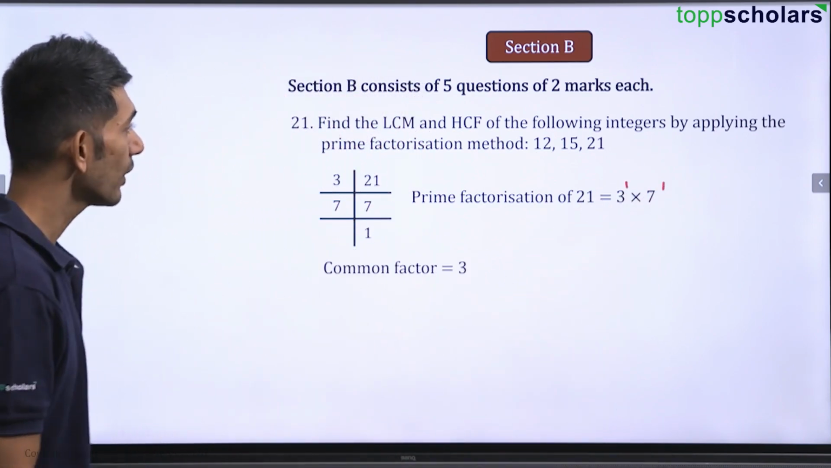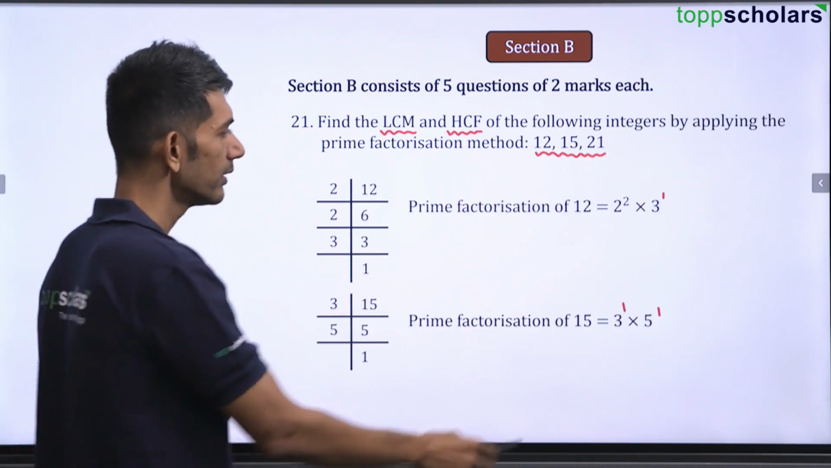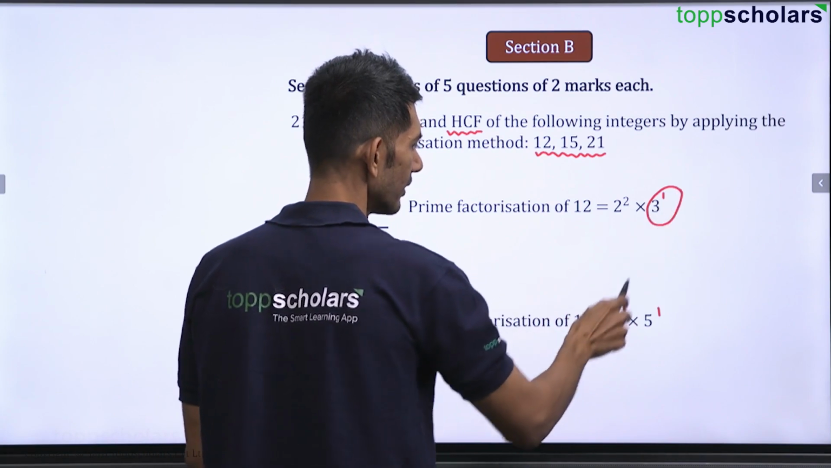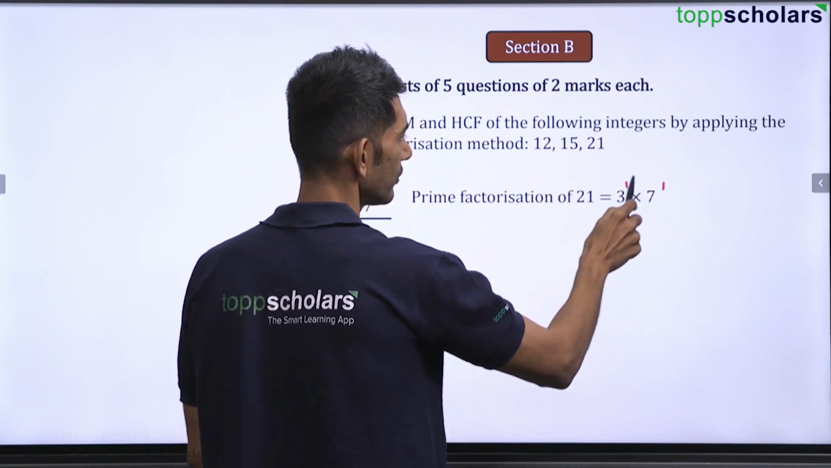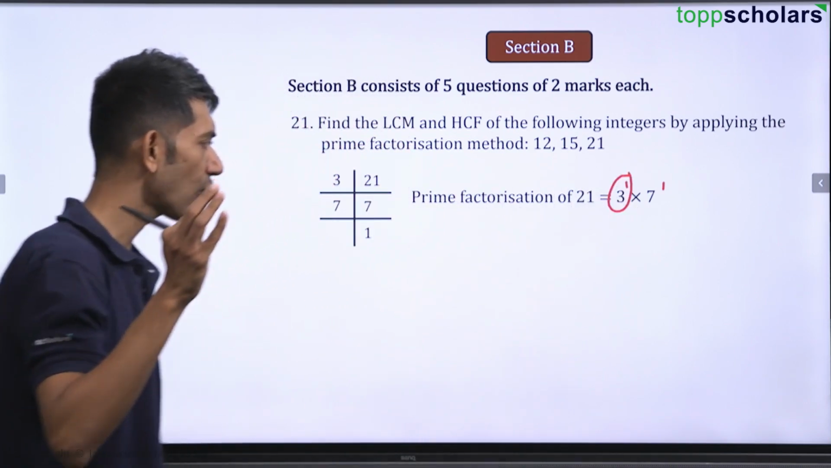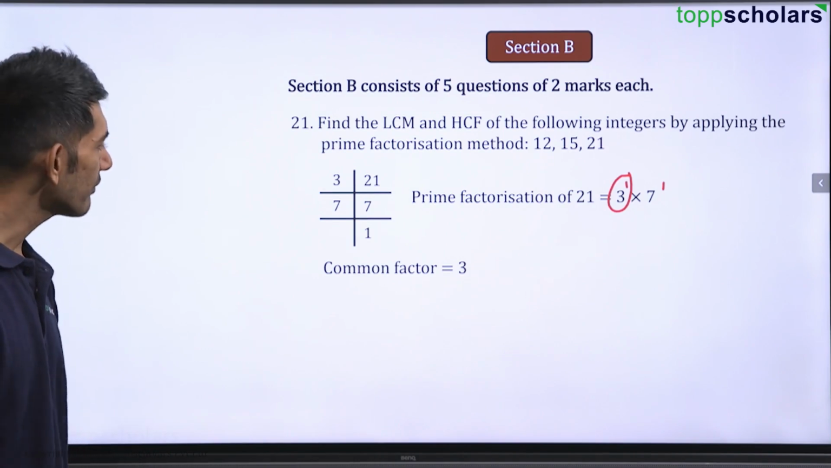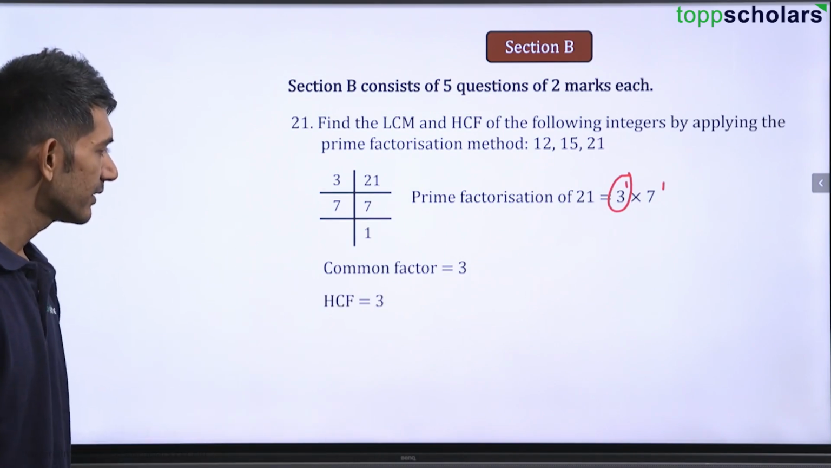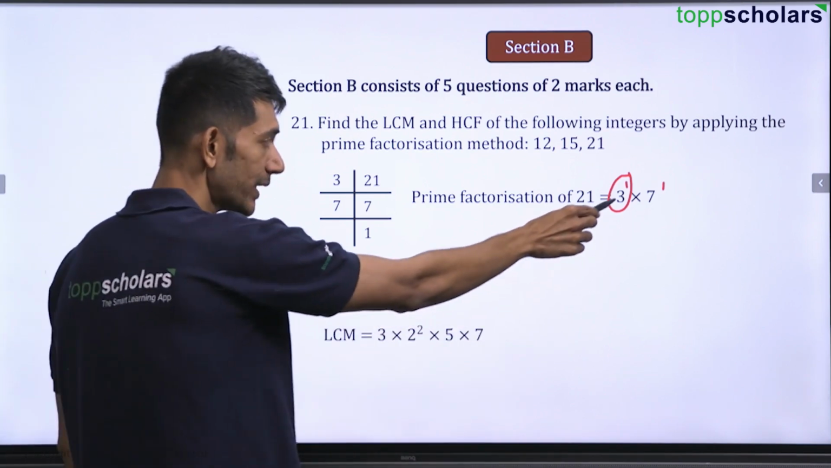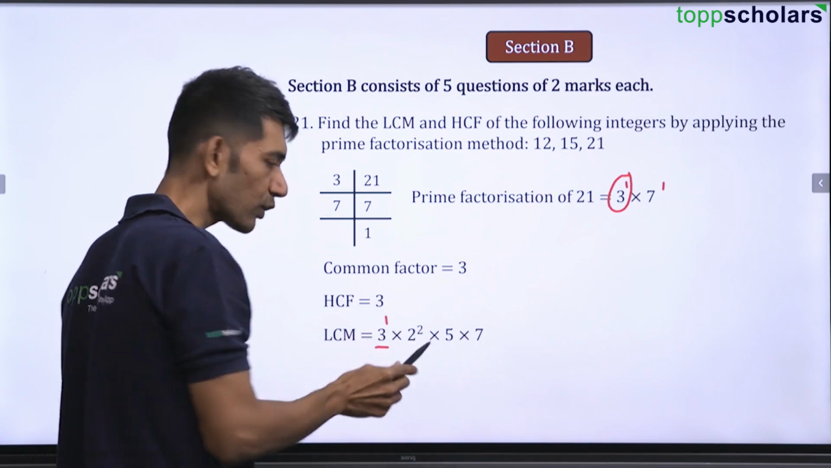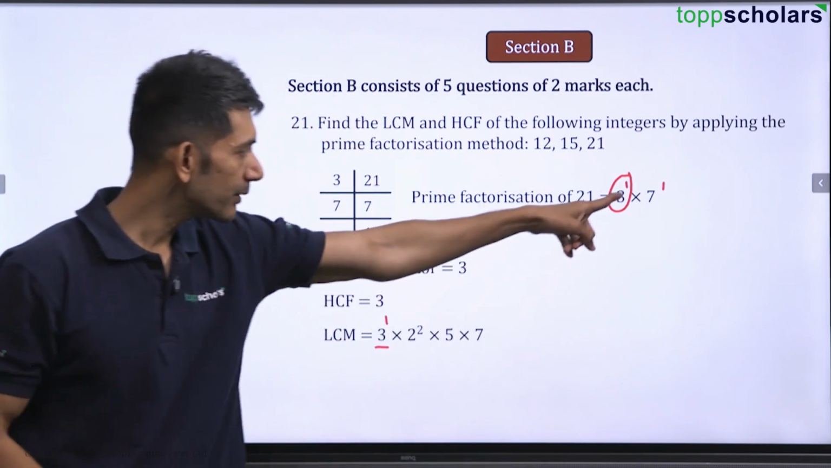We are supposed to find out the HCF and LCM. So if you see, the only common factor over here is 3 raised to 1. 3 raised to 1 is common, and 3 raised to 1 is nothing but 3. And once you get 3 as the common factor, you can call it the HCF. Now to get the LCM, what you do is, you take what is common. 3 raised to 1 was common from all 3, you take it. And take all the remaining. Remaining means take 7.